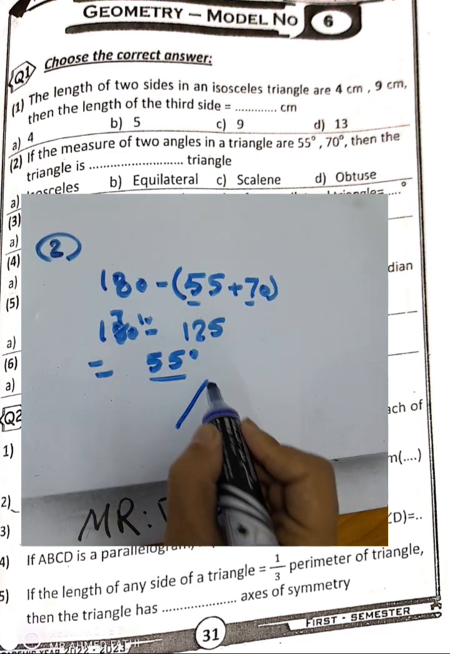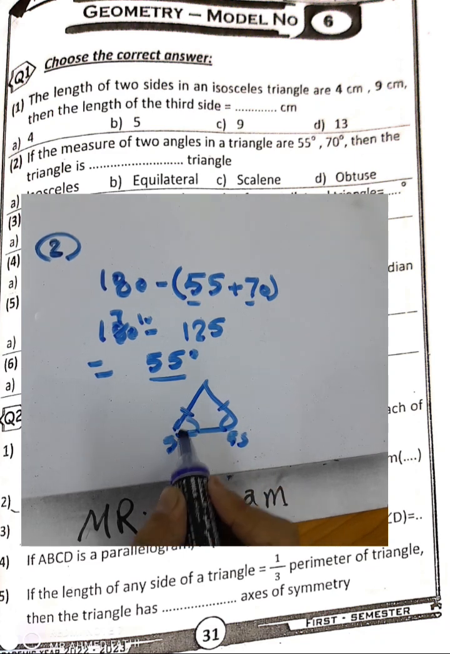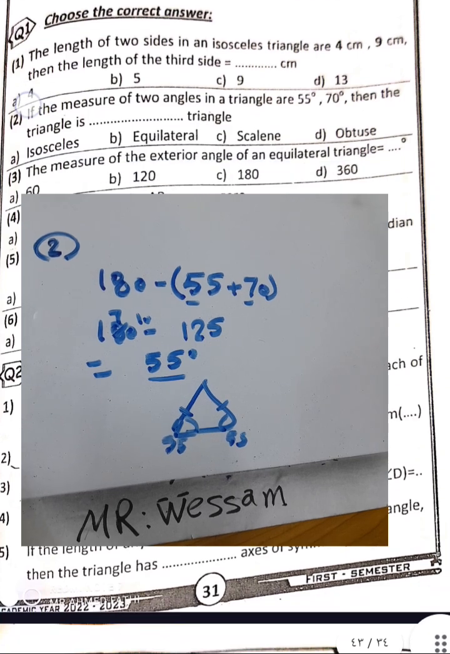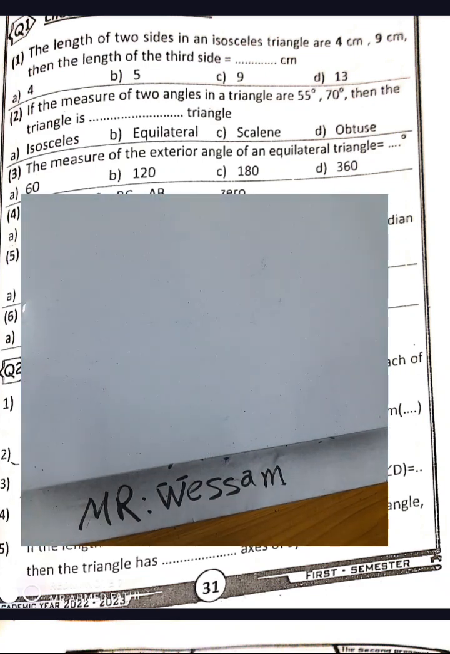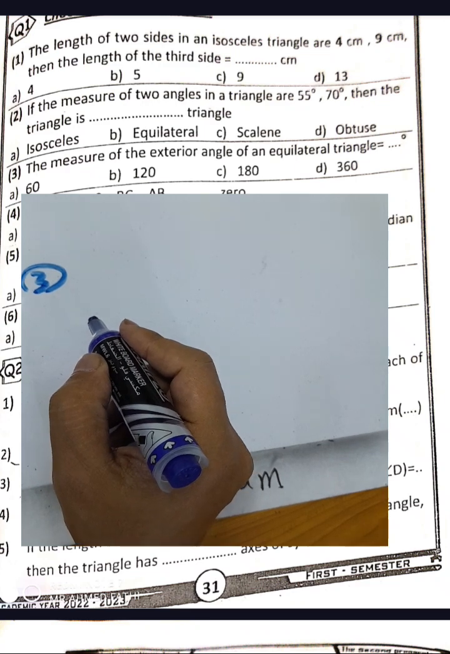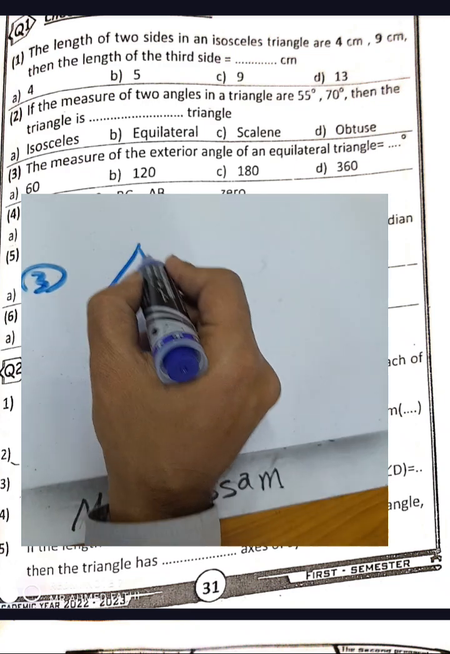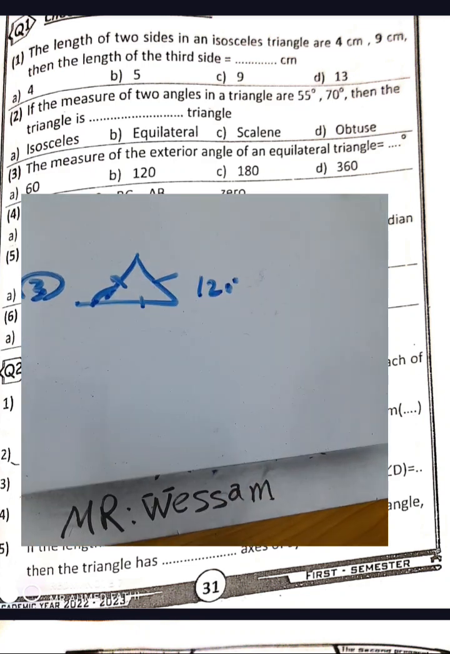Then we have two equal angles, 55 and 55. Then we have here an isosceles triangle. Choose letter E. It will be isosceles. Question number 3: the measure of the exterior angle in an equilateral triangle. We have an equilateral triangle. The measure of the exterior angle will be 120 degrees.